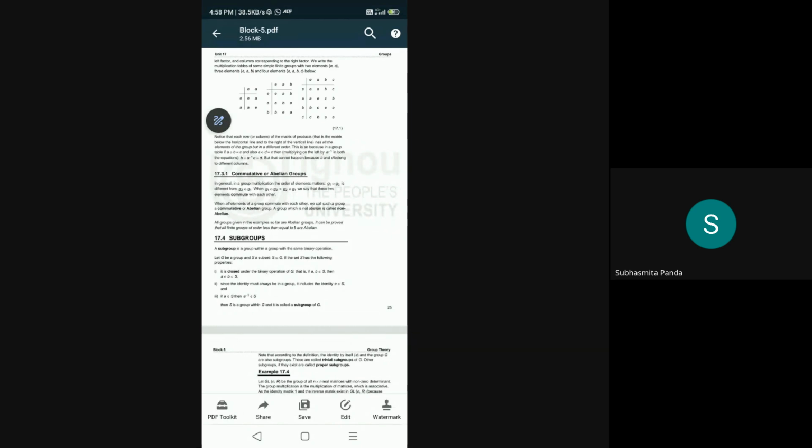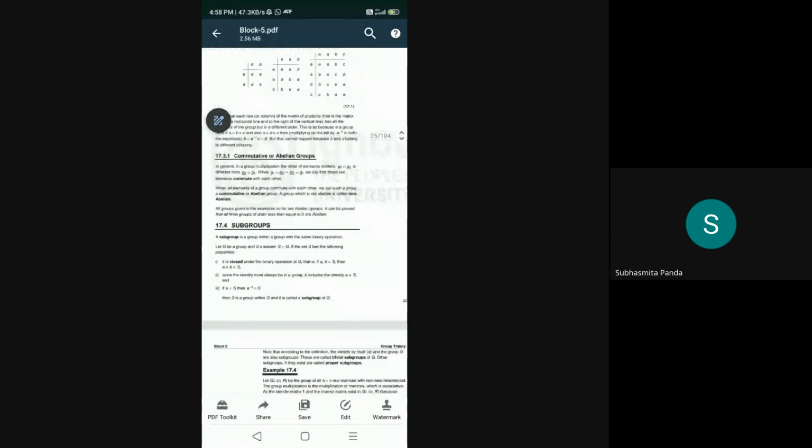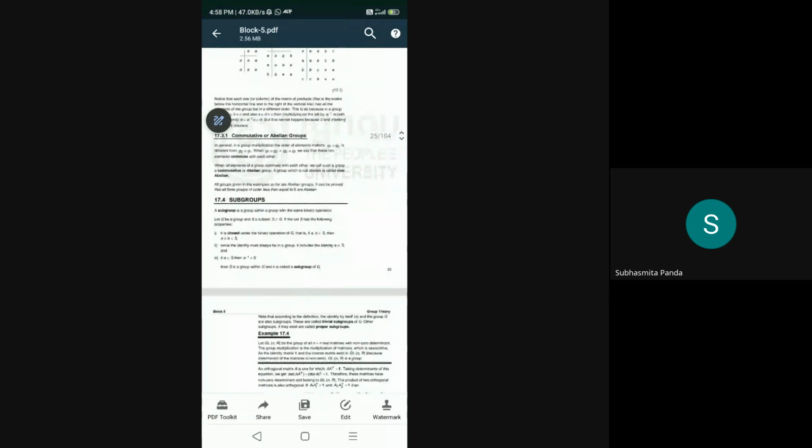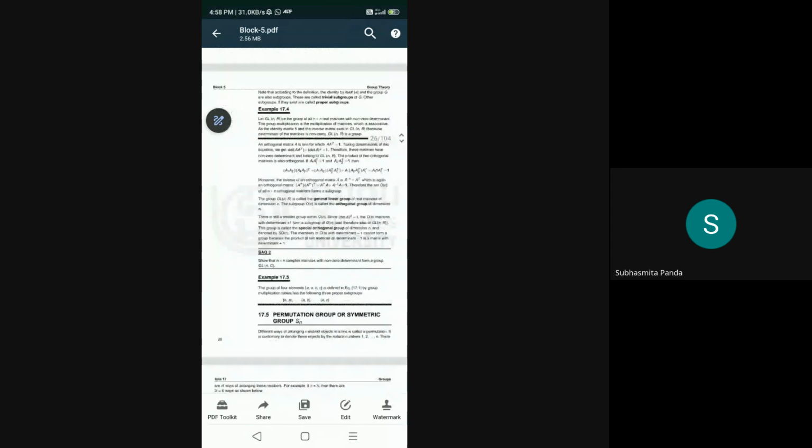So let G be a group and S a subset of G. If the set S has the following properties. First, it is closed under the binary operation of G. Second, since the identity must always be in a group, it includes the identity e belonging to S. And the third is, if a belongs to capital S, then a inverse belongs to S. Then you know trivial subgroups and proper subgroups.